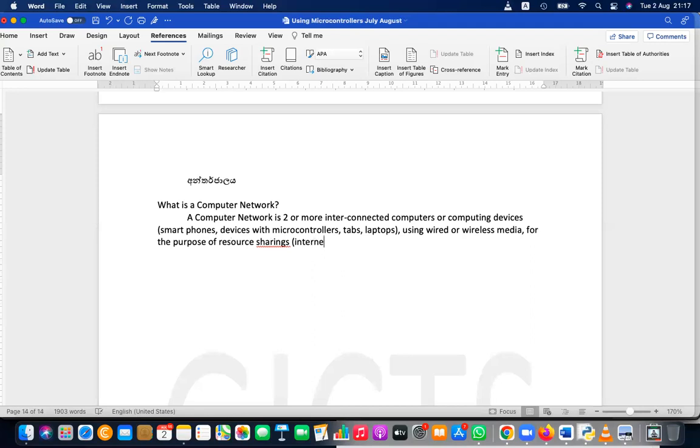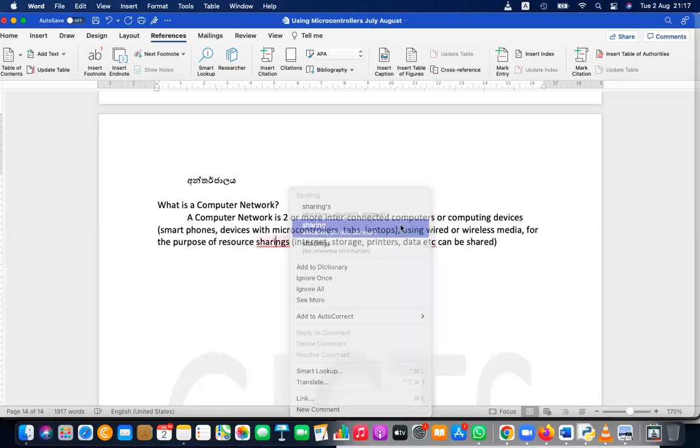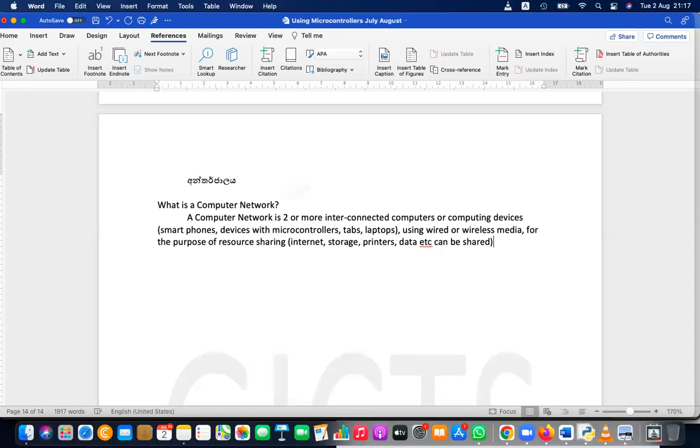So what are the resources we are going to share? Internet, storage, printers, etc. can be shared. Data, resource sharing, and communication. Resource sharing and communication.